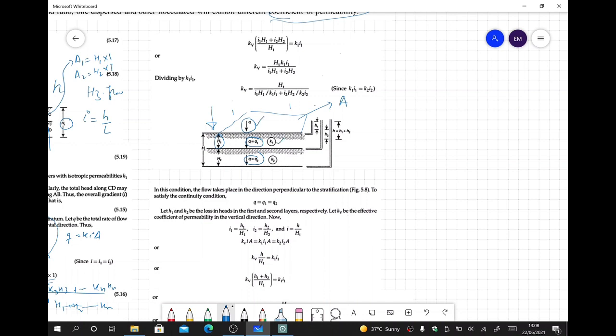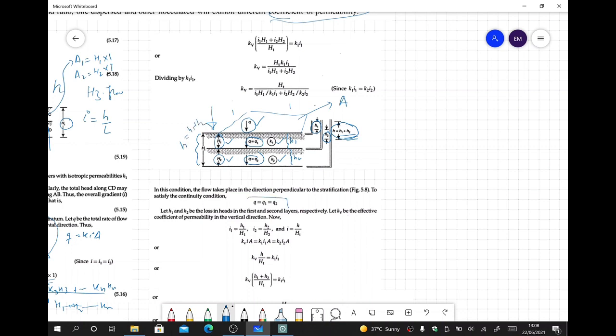Permeability of the first layer is K1, the second is K2, thickness of layer 1 is H1, and thickness of layer 2 is H2. So head loss while the water is traveling through the first layer is H1, while the water is traveling through the second layer, head loss is H2, and in the overall system, the head loss is H, that is equal to H1 plus H2. I will write it here: head loss here is H1, head loss here is H2, and overall head loss is H, and that is equal to H1 plus H2.